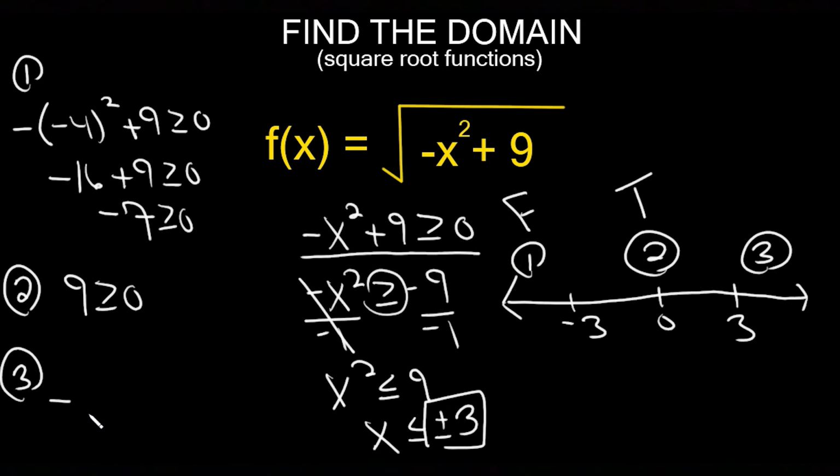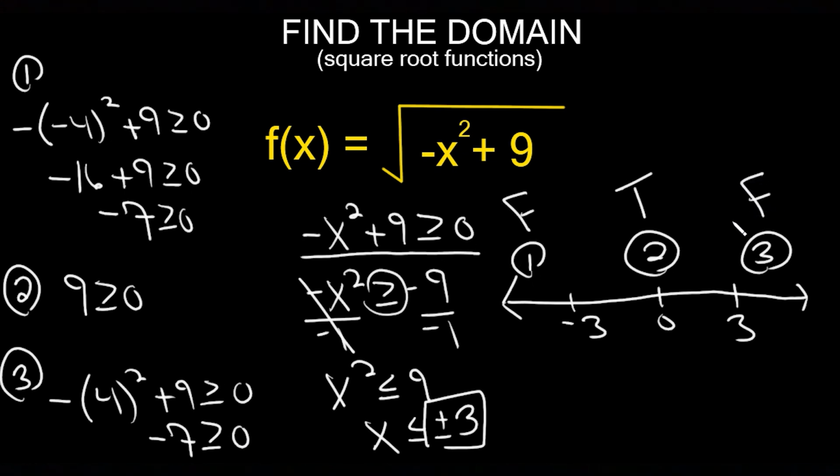So I put a negative here, and then I have my positive 4, and then squared, and then plus 9 greater than or equal to 0. So you're actually going to get the same exact answer as you did on number 1. I'll get positive 16 here, but then I have a negative on the outside. So I'm left with negative 16 plus 9. I get a negative 7 again. So negative 7 greater than or equal to 0. So that is also false. So I put false here, meaning only region 2 worked out.